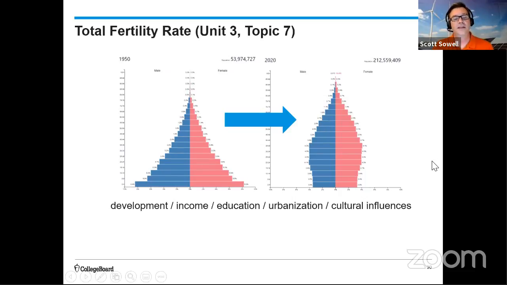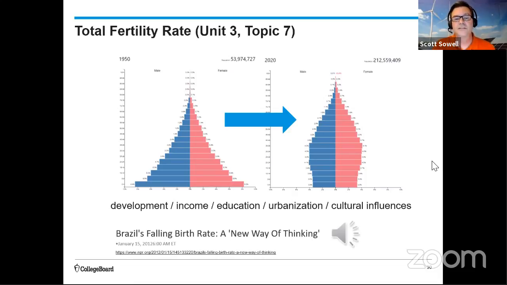And so we could look at things like industrialization or development, urbanization, education, income levels, but also cultural influences. So I'm going to let you listen to an NPR story. It's a couple minutes long that really dives into some of the quite unique and fascinating things that would take a country from an age structure diagram that looks like this to something like this today.